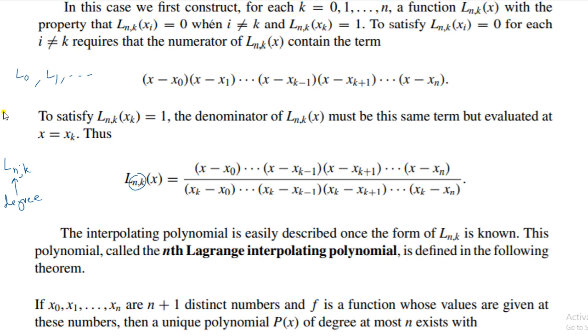To write Ln,k, I will take the difference of x from every point: x minus x naught, x minus x1, up to x minus xn. But one of them will be missing. You see, there is no x minus xk. If you look, k minus 1 and k plus 1, in between them there should be x minus xk. But that is missing. That is the only thing. For k, x minus xk will be missing.